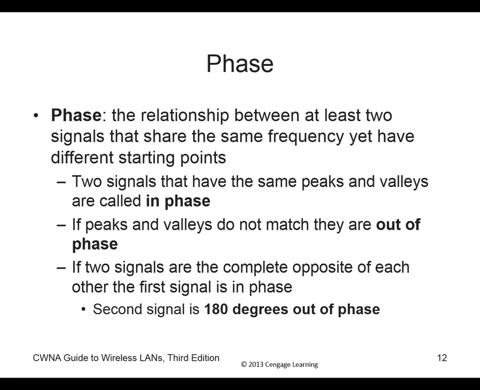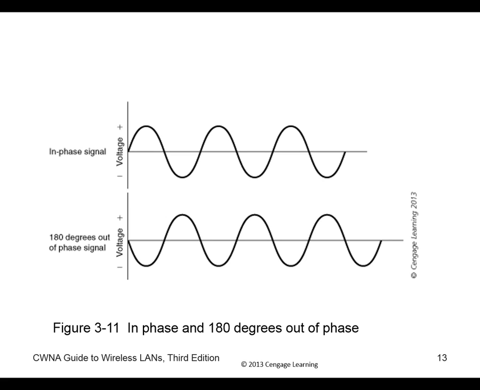A phase is the relationship between at least two signals that share the same frequency yet have different starting points. So if I have two signals that have the same peaks and the same valleys, they are called in phase, which I'll show you here in just a second. If the peaks and the valleys do not always match, they're considered out of phase. All right? If they're the complete opposite of each other, the first signal is in phase and the second signal is 180 degrees out of phase. So if this is my in phase signal, right? In my opposite, where this is down, this is up, this is considered 180 degrees out of phase. Make sense?